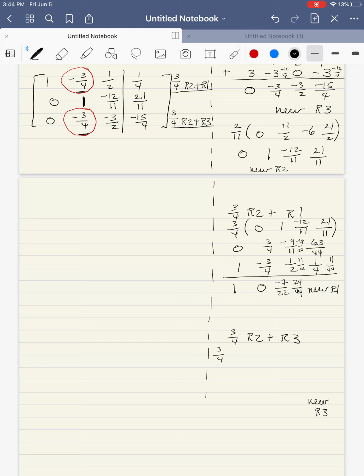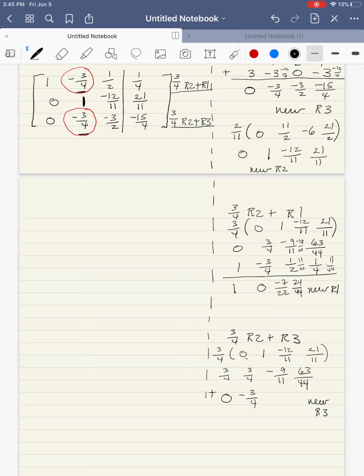Now I do the next one, 3/4 row 2. I go back to my row 2 from my matrix. Twelve and 4 cancel, so negative 9 over 11, and then 63 over 44. And I add that back to row 3 now, because I'm trying to get the 0 in row 3. Okay, I made a mistake here.